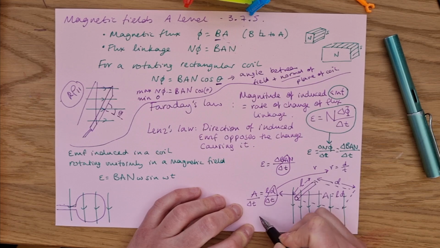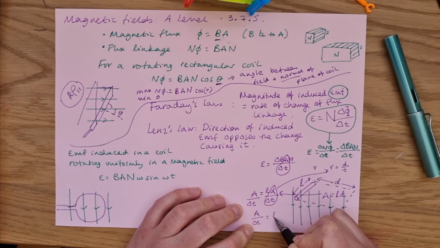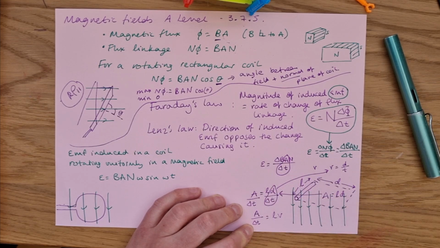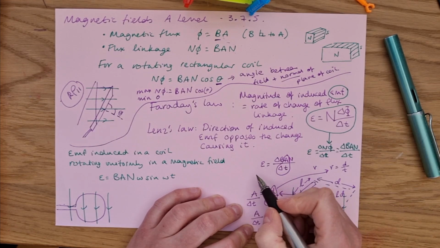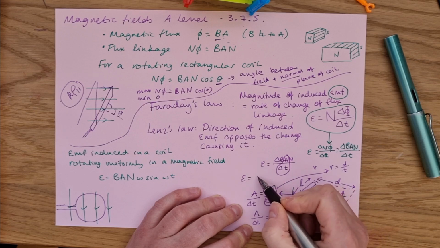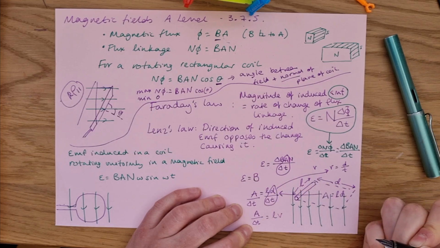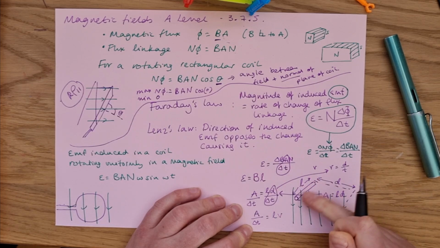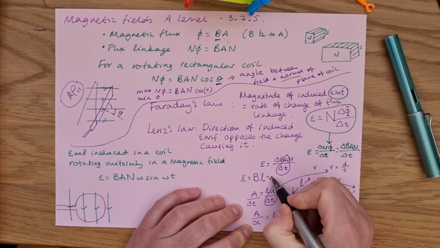So this old equation here, the area divided by the time is equal to the length times the velocity, and we can sub this in. So you get this secret hidden equation that they actually use quite often in the mark schemes. The EMF is equal to the magnetic flux density multiplied by the length of your single wire times the velocity it's moving at.